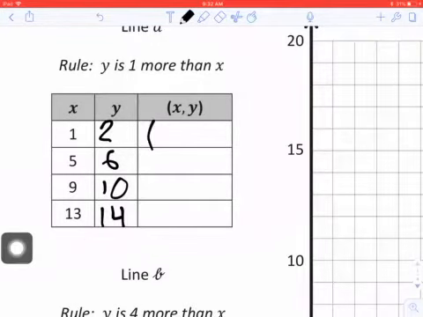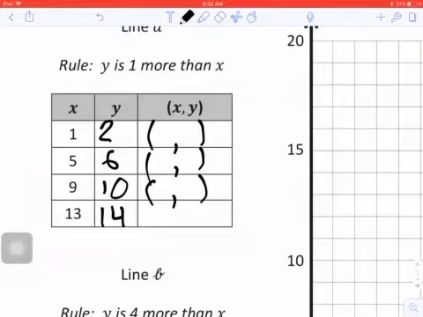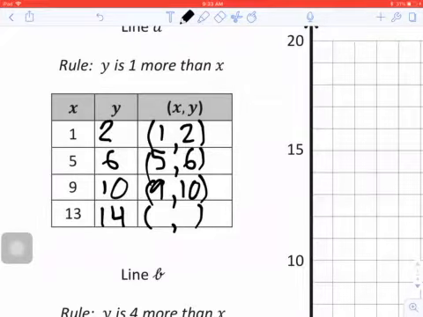So then we do our coordinate pairs. If you've watched my videos before, you know that I like to draw the parentheses and the commas first, just because it's easier for me to do that. X comes before y in the alphabet, so x comes before y with the coordinate pairs. 1, 2, 5, 6, 9, 10, 13, and 14. So those are our coordinate pairs for this question.